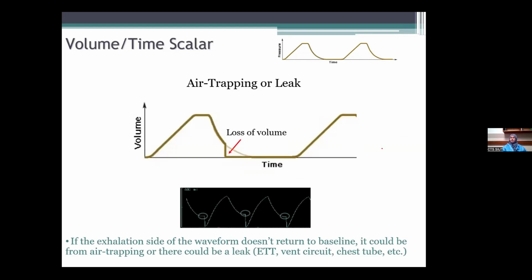Now, how can we determine the air trapping or the leak which is occurring for such patients? If you have this nice volume time scalar, and the volume wave does not return to the baseline over here as it should normally. Over here, you can see that it's returning to the baseline, and over here, you can see that it just abruptly drops. This means that either the patient is losing some volume, there's a leak in the circuit, or the patient is having air trapping, for patients such as emphysema or chronic bronchitis. This may be the case.